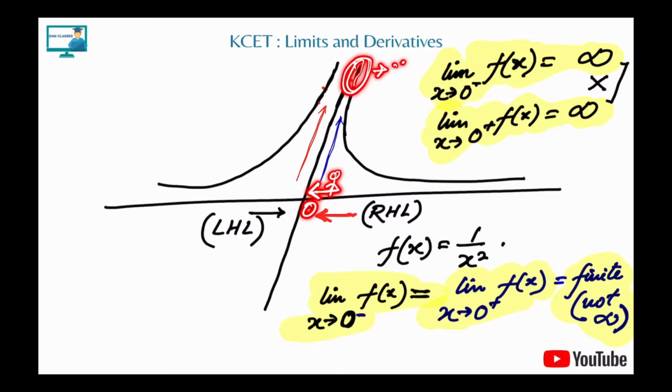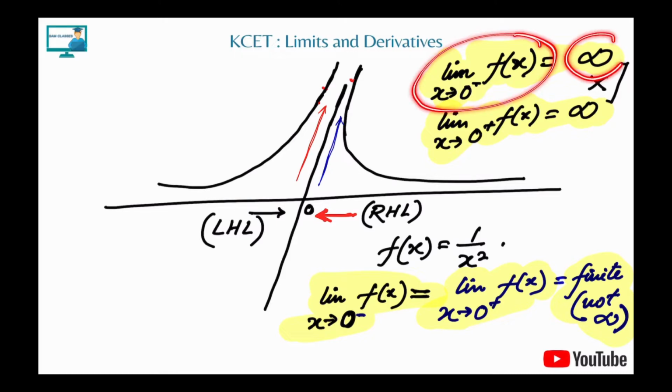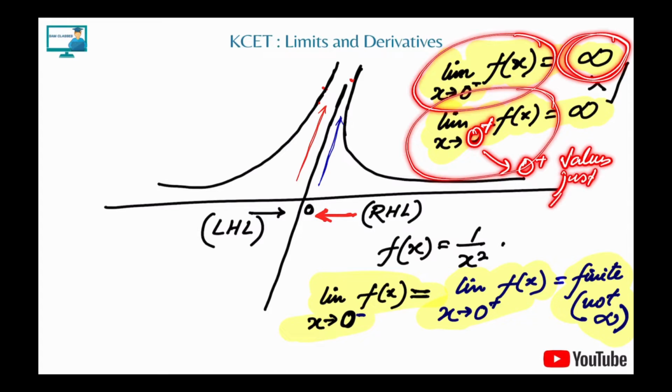Positive infinity. Now if you come from the left hand side, like values which are just smaller than 0, just smaller than 0 means negative values, they are also going towards infinity. Correct? So the left hand value is also approaching infinity. The right side value means 0 plus. 0 plus means values just bigger than 0. Just bigger than 0. Correct? And 0 minus means values just smaller than 0.